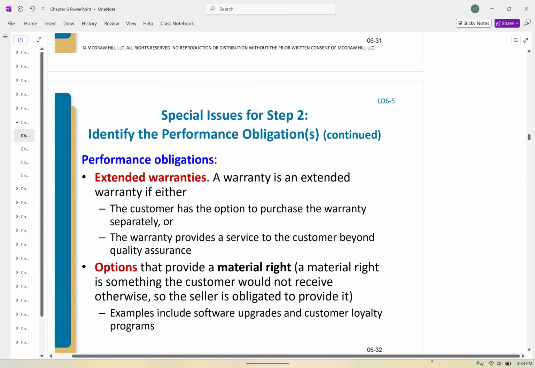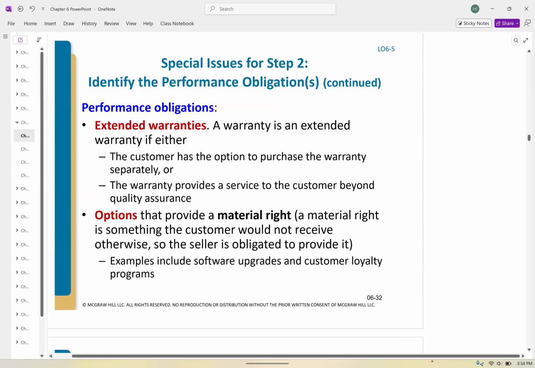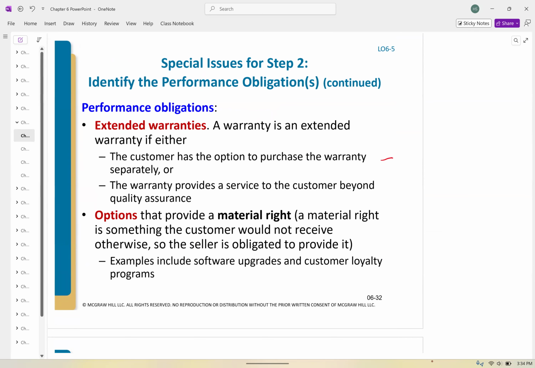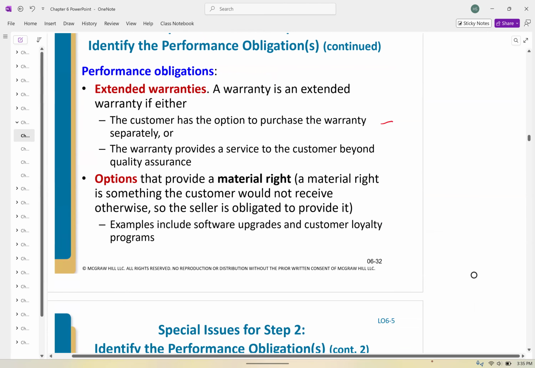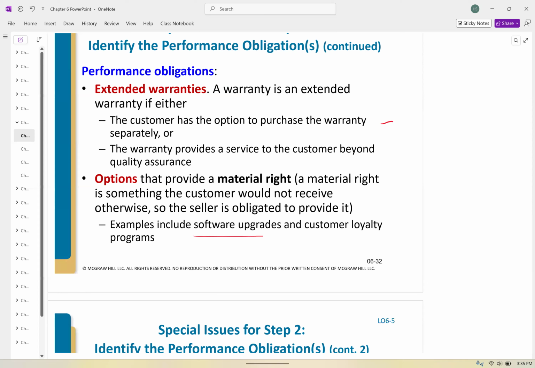Okay, some performance obligations, extended warranties. A warranty can be extended if either the customer has an option to purchase the warranty separately, or the warranty provides a service to the customer beyond quality assurance. Okay. Options that provide a material right. They have a right to something the customer would not receive otherwise, so the seller's obligated to provide it. This could include software upgrades, customer loyalty programs, and things like that. Okay.